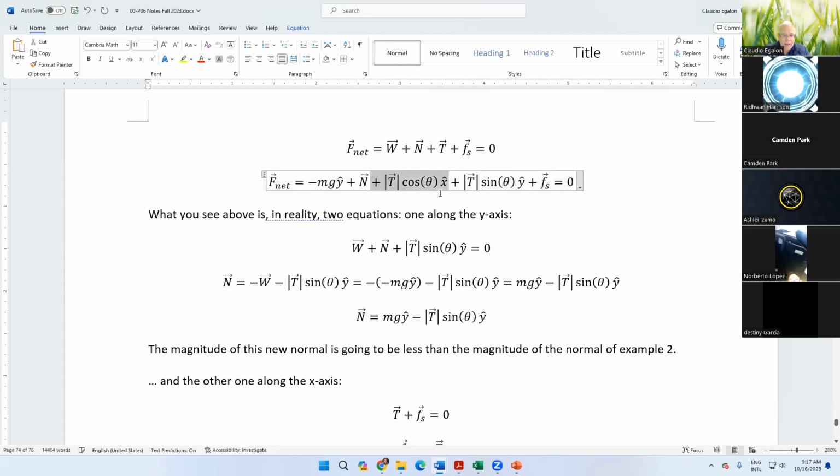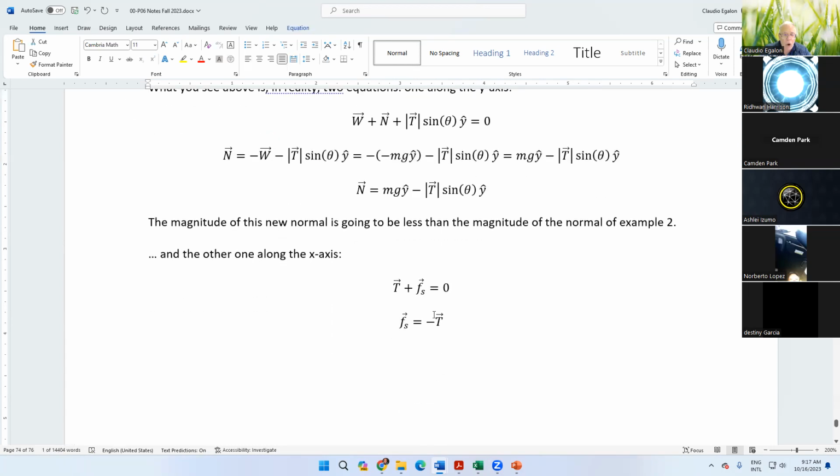Along the x-axis, we are going to have this other x component of the tension, which is going to affect my force of static friction.